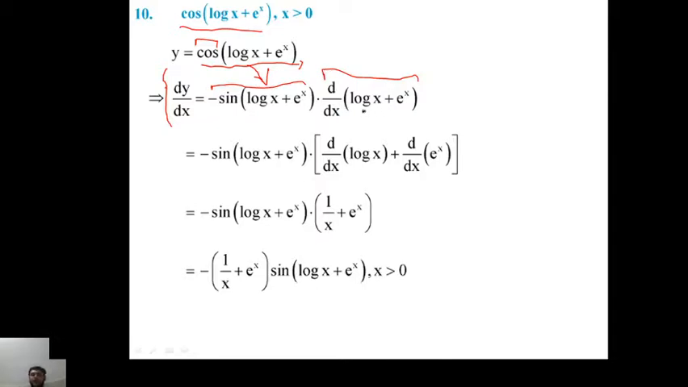So d by dx of log x plus e raised to x as it is, differentiation of log x plus e raised to x, in between there is a plus sign, so d by dx of log x plus d by dx of e raised to x as it is. Differentiation of log x is 1 upon x, differentiation of e raised to x is e raised to x, so that is your final answer.